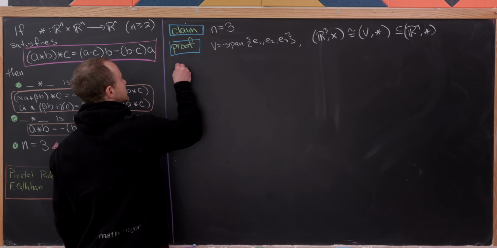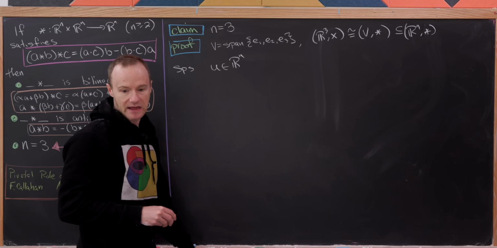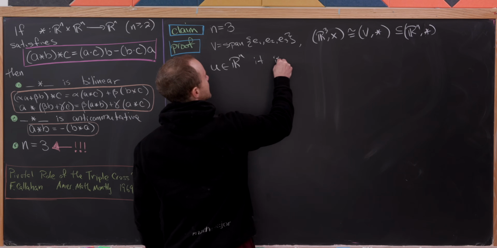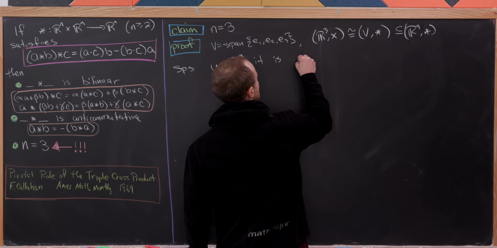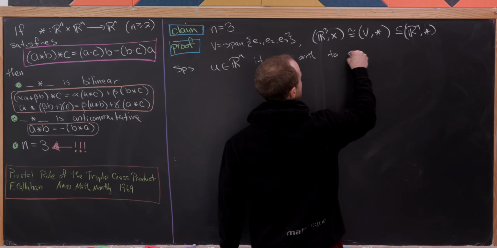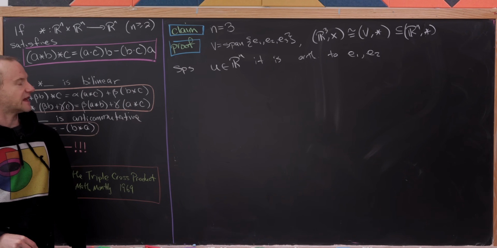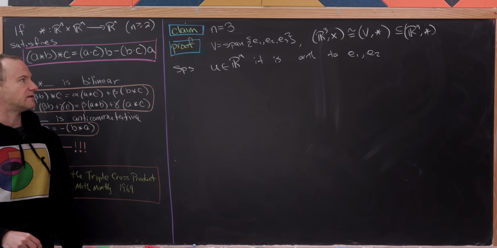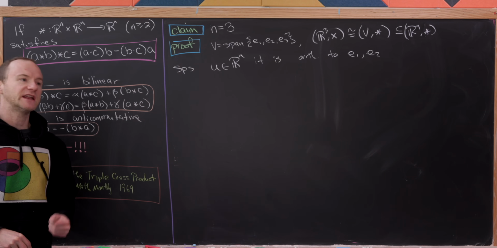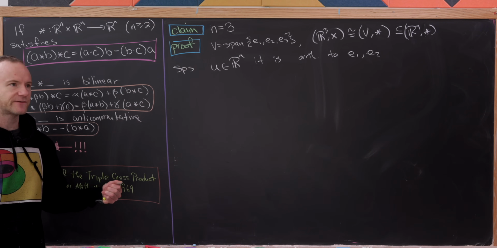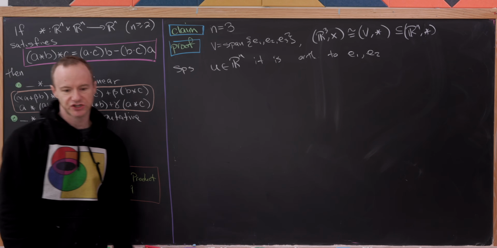And how can we do this? Well, let's suppose that u is inside of Rn and it is perpendicular or orthogonal to E1 and E2. So let's write that down: orthogonal to E1 and E2. Now, observe if n is equal to 3, then that means that u should be equal to E3. But if n is bigger than 3, there are lots of different choices for u because we've got different directions to go in.